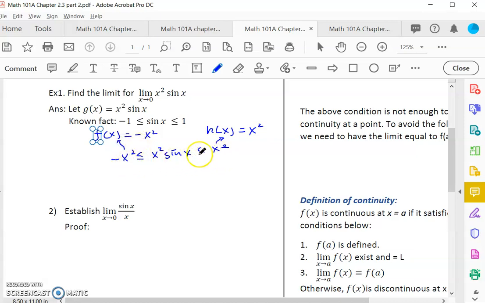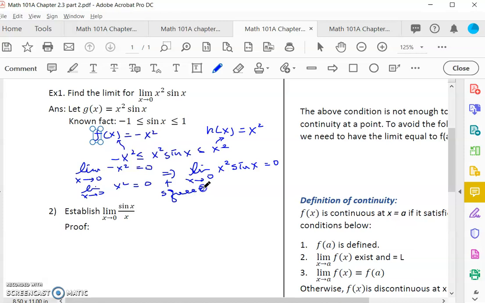And it turns out that the function that I want to find the limit of would always be between these two functions. But at the same time, because these are polynomial functions, the limit as x approaches 0 of negative x squared is just equal to 0, and the limit as x approaches 0 of x squared is also equal to 0. So by the Squeeze Theorem, the limit as x approaches 0 of x squared sine x would also equal 0. So this step is the Squeeze Theorem.